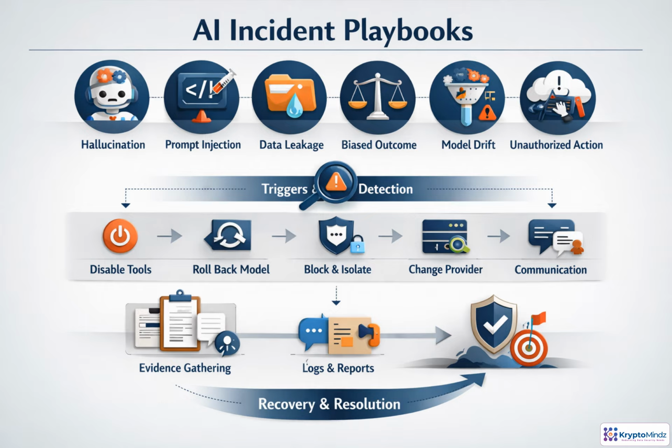Playbooks make AI incidents manageable by turning judgment into a repeatable sequence. Start by detecting the specific failure mode, then classify and score severity. Containment should be concrete. Disable risky tools, roll back a model, block prompts, isolate retrieval sources, or switch providers. At the same time, preserve evidence, logs, and decisions. Recovery is not complete until communications, legal or customer obligations, risk acceptance, and control improvements have been reviewed and tested.